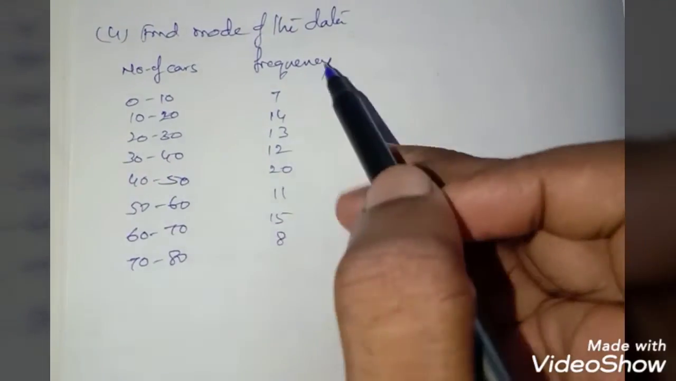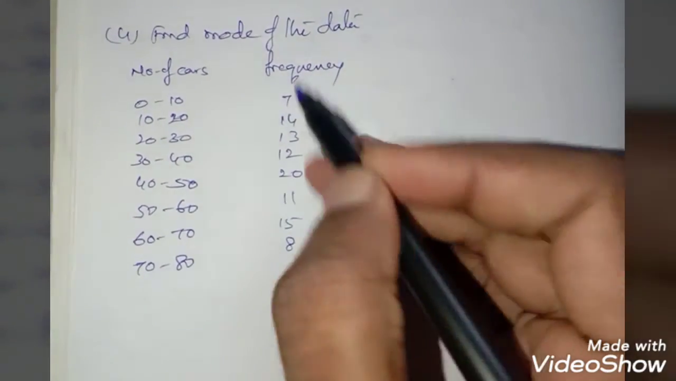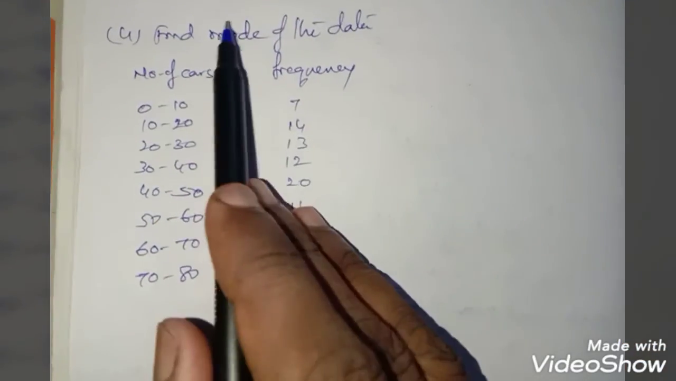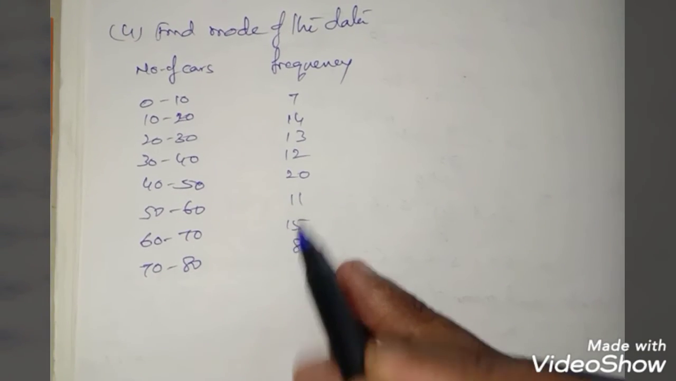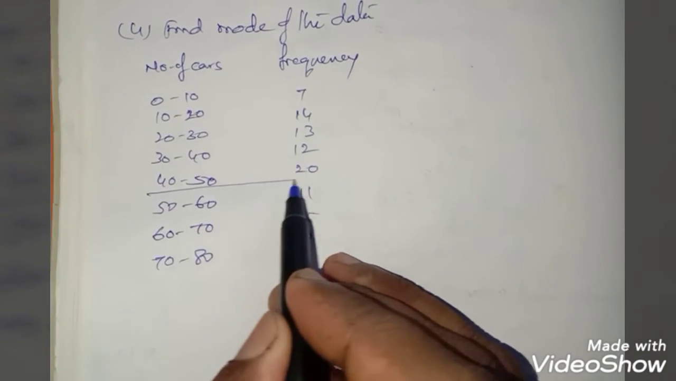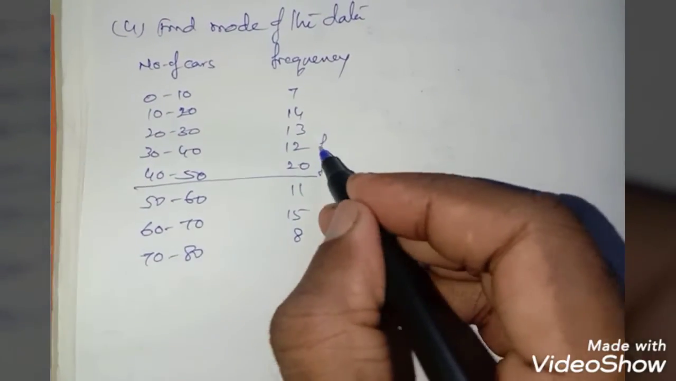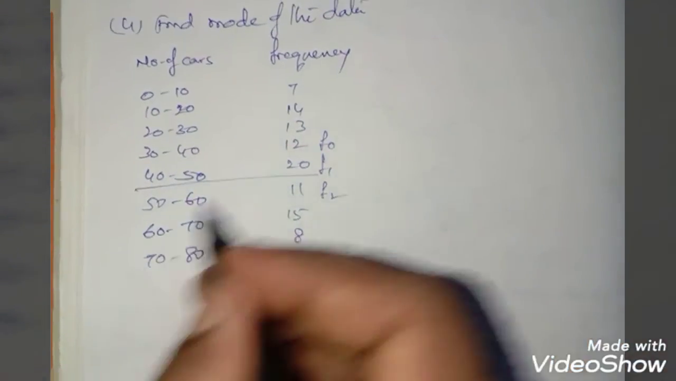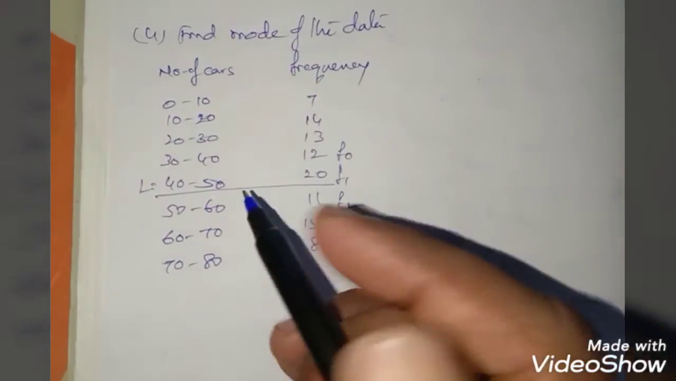In this, number of cars and frequency is given. Number of cars is nothing but the class interval and frequency is nothing but F value. So here you need to find the value of mode. Mode means you have to find the highest frequency among all these frequencies. So the highest frequency is 20, just underline it. Now 20 is nothing but F1, the preceding value is F0 and the succeeding value is F2 and this is your lower boundary. So this completes your values.